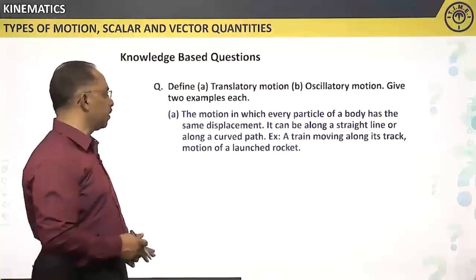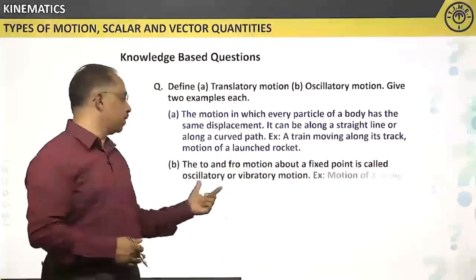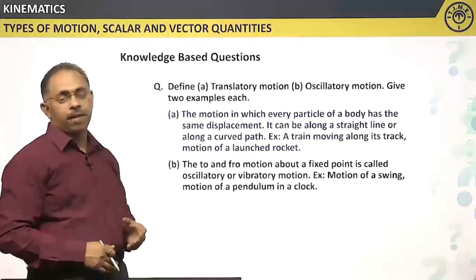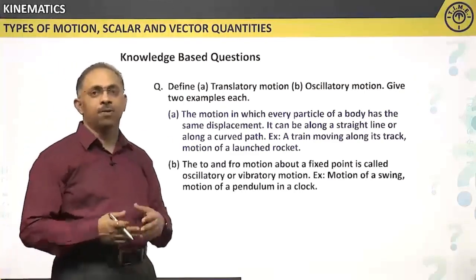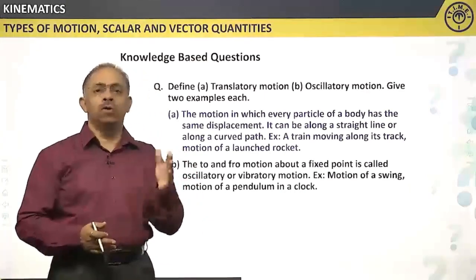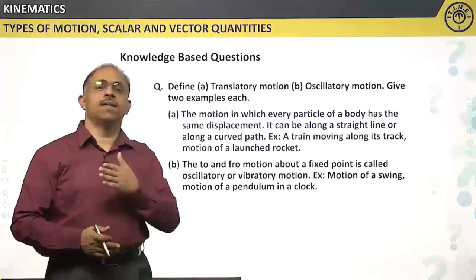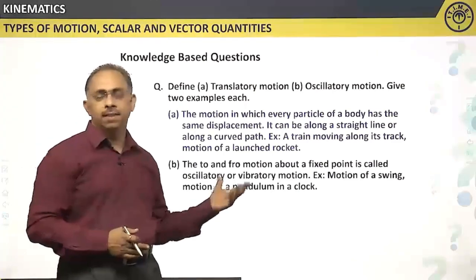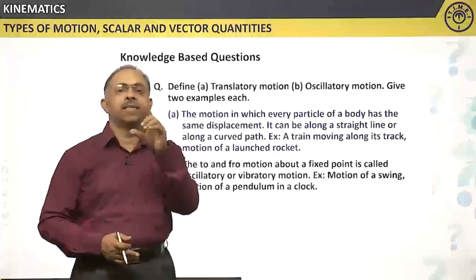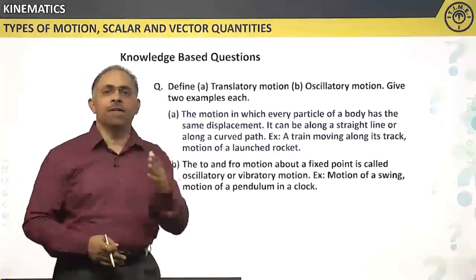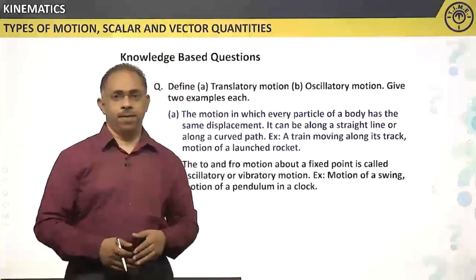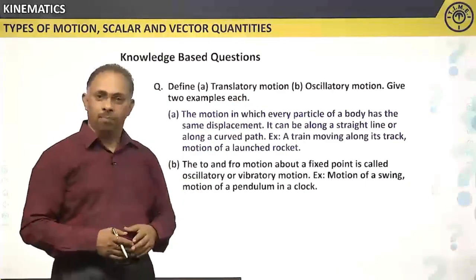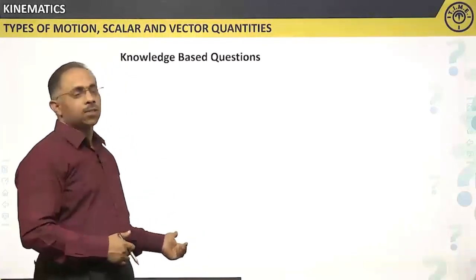Let us see the definition of this. The to and fro motion about a fixed point is called the oscillatory or vibratory motion. You can take the example of a pendulum in a clock. In a pendulum clock, the pendulum makes to and fro oscillations. The time taken for one complete oscillation is called the time period. Generally, pendulum clocks use a seconds pendulum, which takes 2 seconds for one complete oscillation. Such examples are for oscillatory motion. Clear? Let us see the next question on the screen.